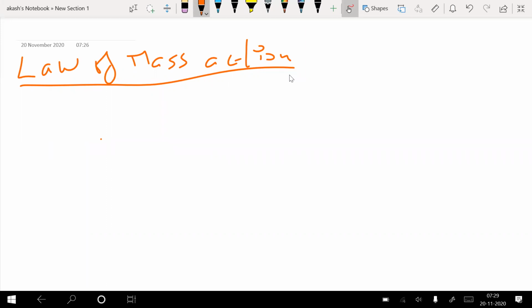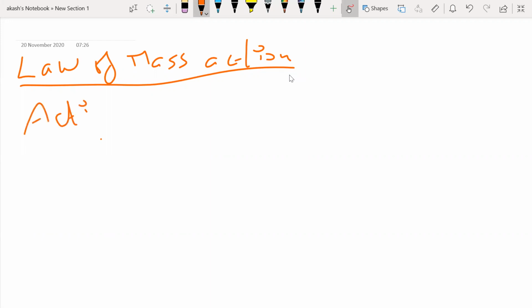Again, I repeat, if you want, you can take this down also, right? Active mass, and I'm going to give you the definition for active mass, right? Okay. It is the amount of a reactant actually taking part in the reaction.